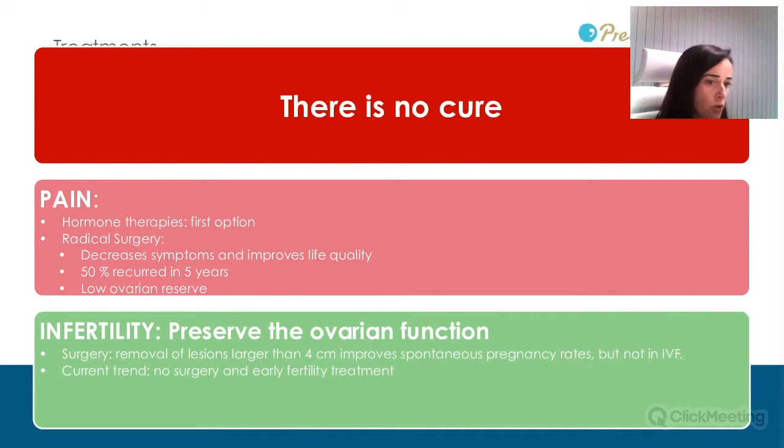If we are talking about treating infertility, the main goal of this treatment is to preserve the ovarian function. Sorry, with my pronunciation. Okay, it is demonstrated that if we do surgery to remove lesions larger than 4 centimeters, we improve spontaneous pregnancy rates, but not in IVF. So the current trend in endometriosis and fertility is to do no surgery and to do an early fertility treatment.